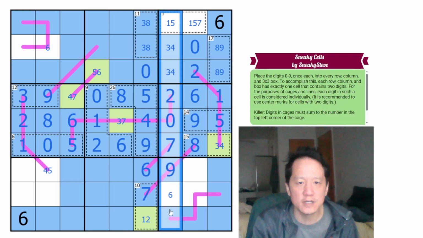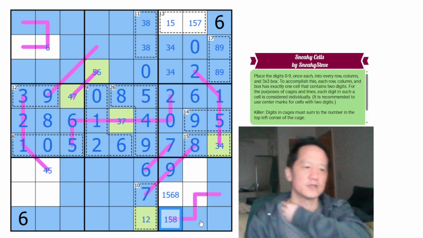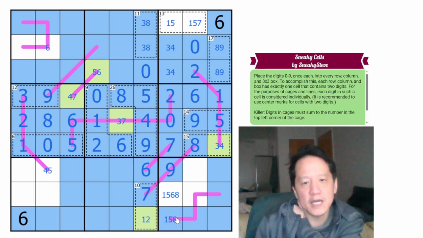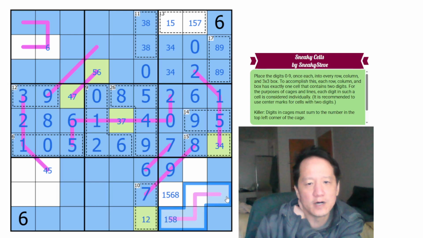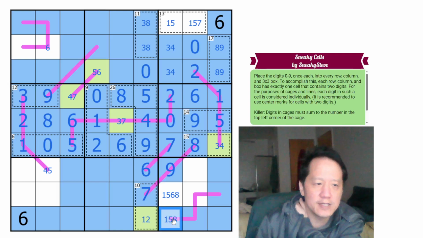Remaining digits in column 7 are 1, 5. This has to be 6. And then 8. So 1, 5, 6, 8. But this can't be 6. Oh, that's interesting. So that means 8 can never be on this Renban, because the 8 always requires a 6 on this Renban, and the 6 has to be here. So 8 can never be on this Renban.